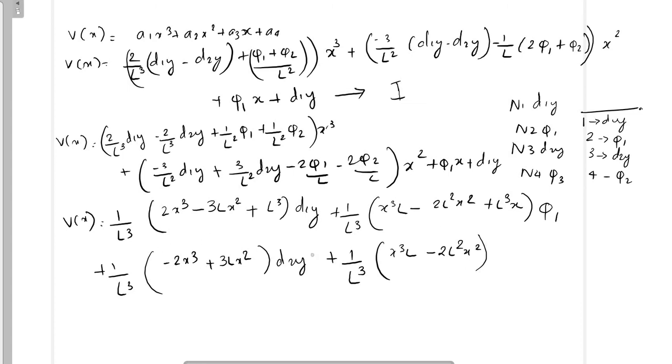Again I am going to verify the pi 2 term. Pi 2 is here x cube by L square, so x cube L. The second term is minus 2 pi 2 by L x square, so minus 2x square L square. Okay, finally we can arrange the shape functions.